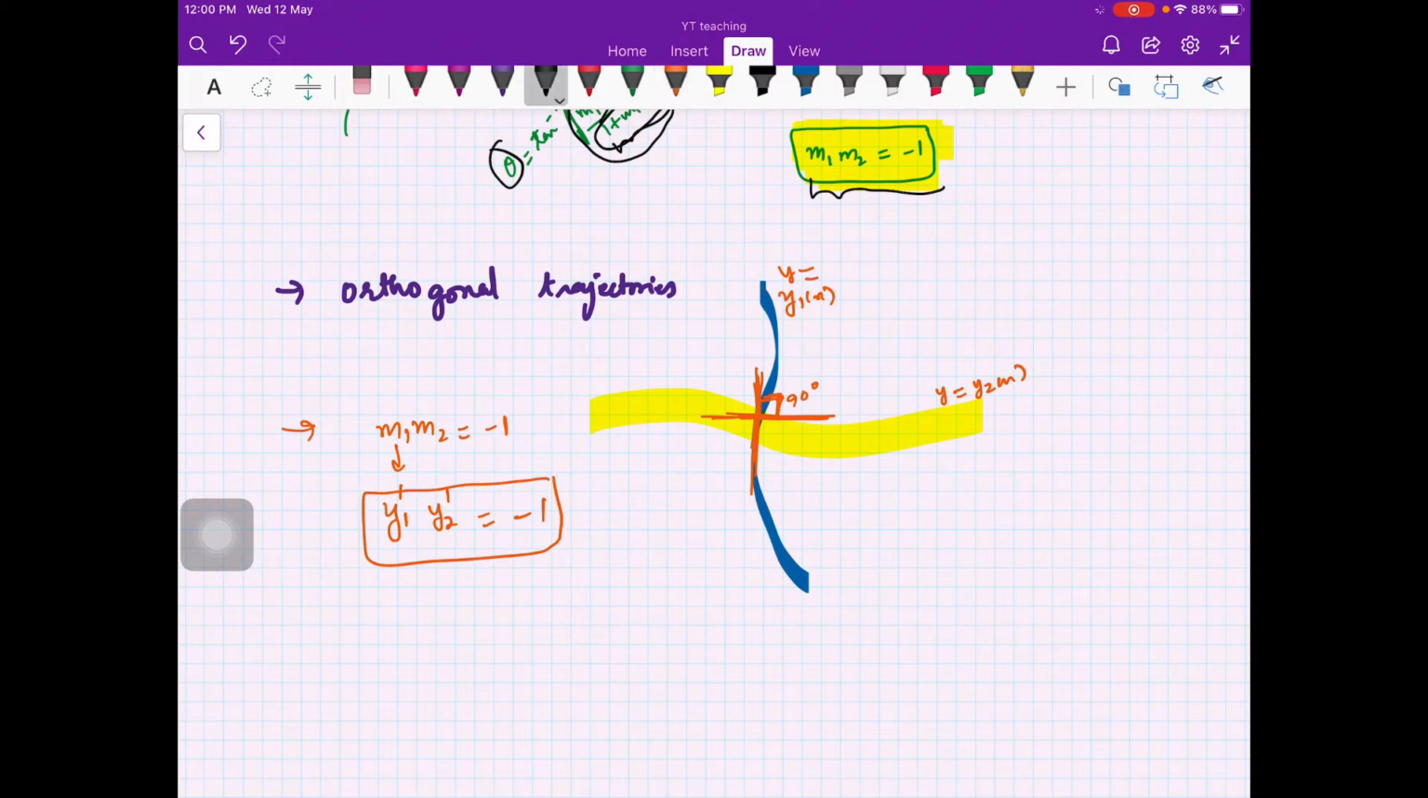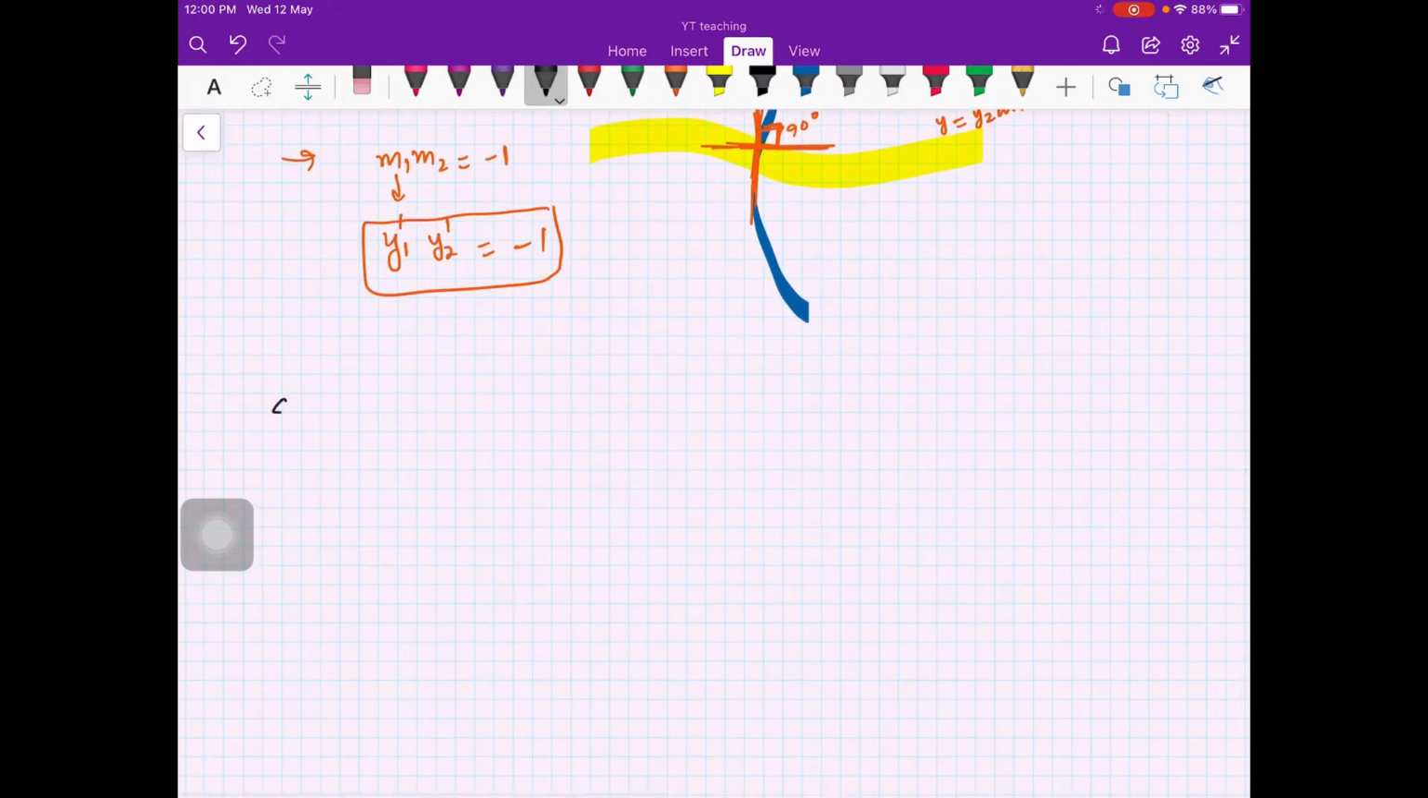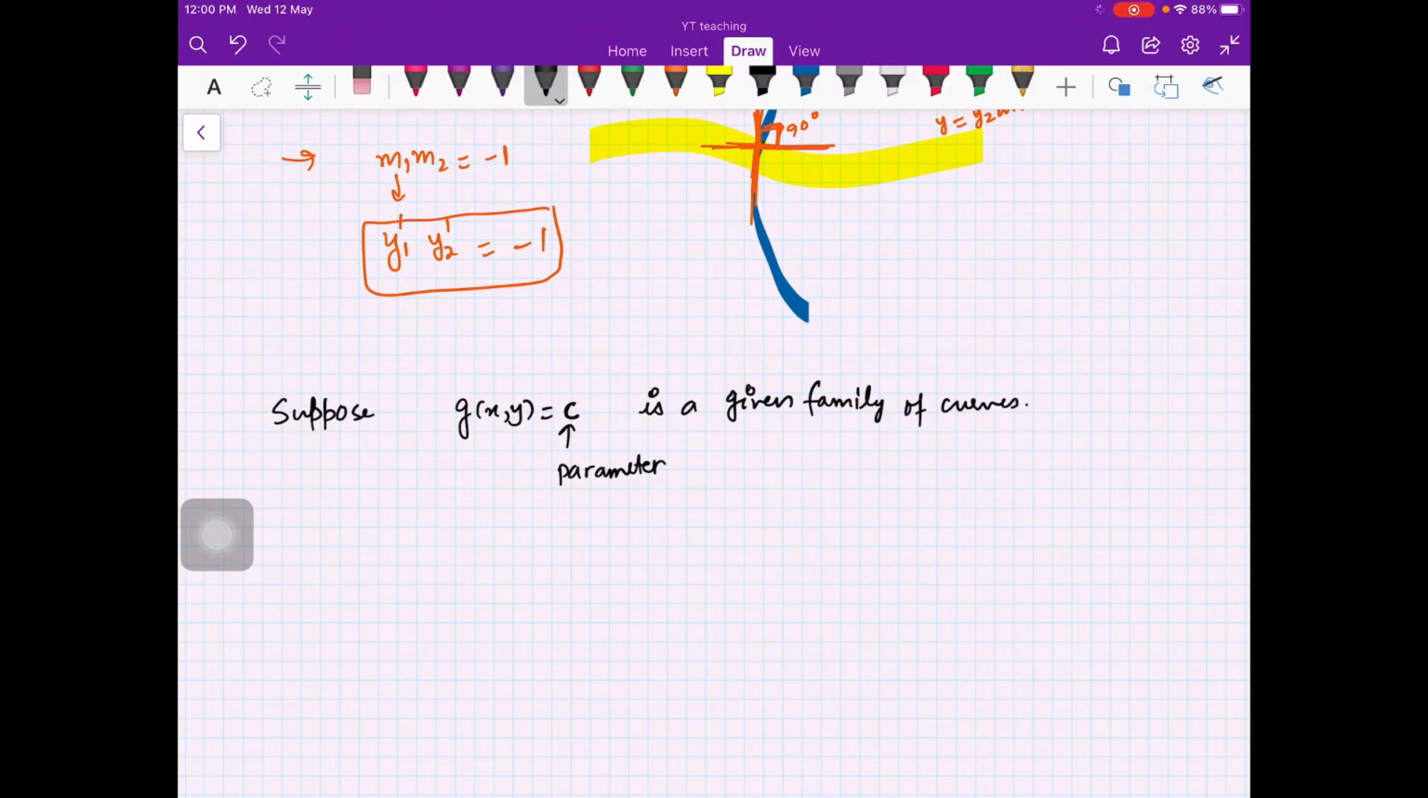Right? Now, suppose you are given a family of curves, g(x, y) equal to c. It may be implicit also. Here c is a parameter, so you change the parameter, your curve will change. Suppose g(x, y) equal to c is a given family of curves. One parametric, we call it, because there is only one parameter.